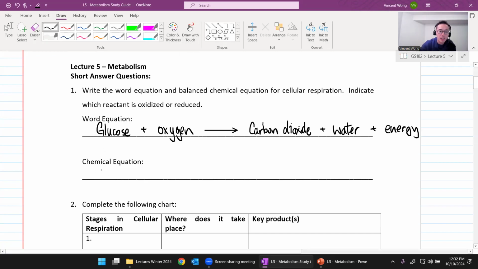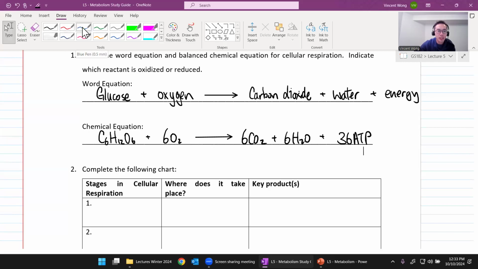The chemical equation is C6H12O6 plus 6 oxygen, and that's going to produce 6 carbon dioxide, 6 water. And for every glucose that we break down, we can generate up to 36 ATP molecules.